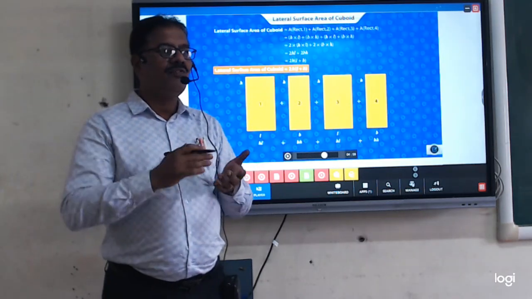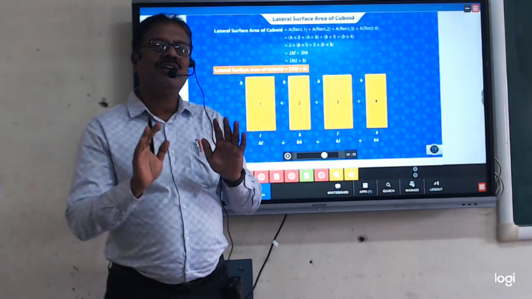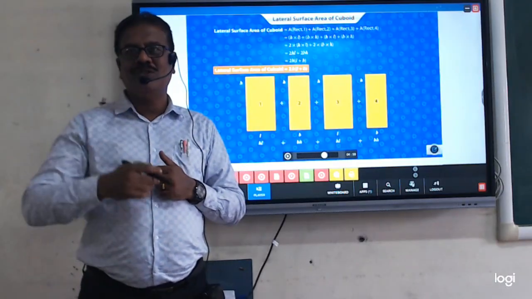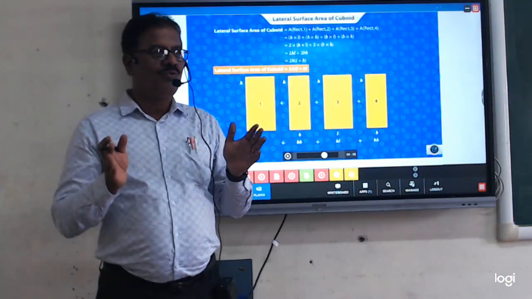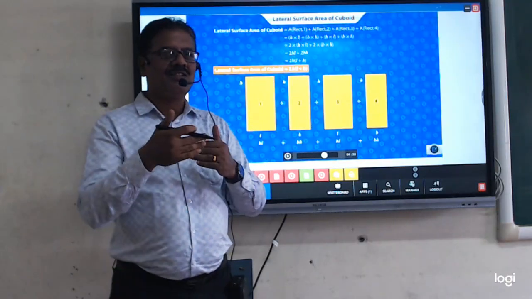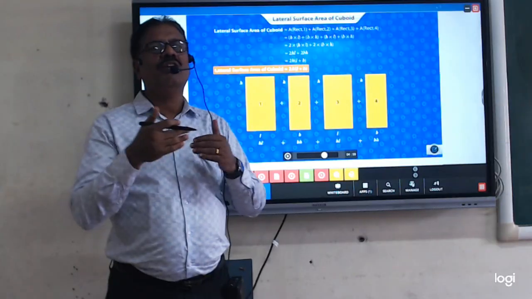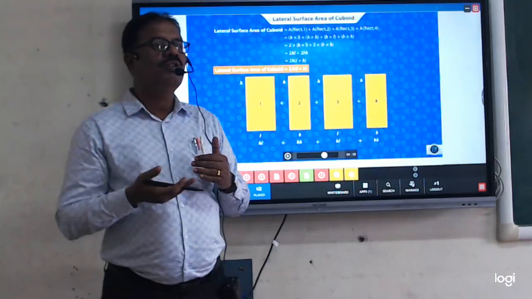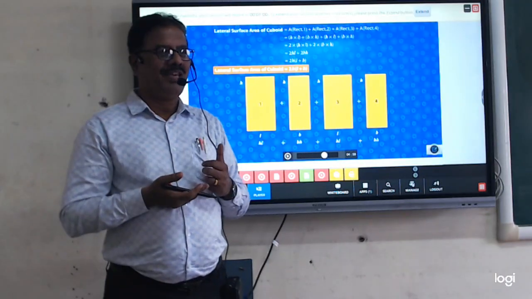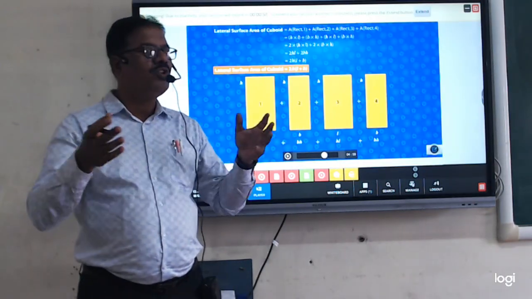As I said, if the top is kept open, we do not have a ready formula. Then we should use our application skill. What should be done? You should find the lateral surface area, meaning the whole area of the four faces. The top has been kept open. Then you should add the area of the base. Like that. For example, you imagine this room.